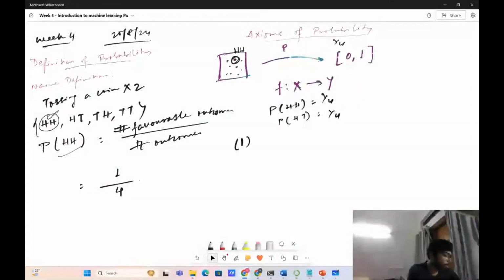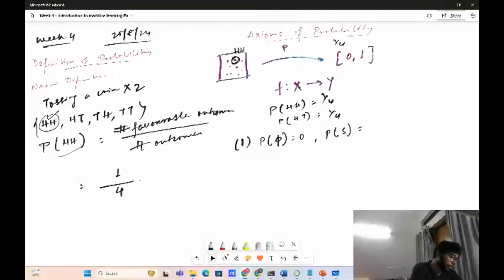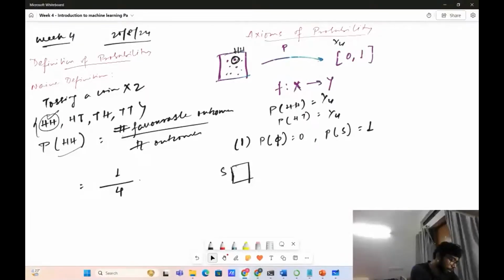First rule is that the probability of an empty set is equal to 0. Probability of the total sample space is equal to 1. That is the first rule, right? Now, again, what is the empty set? So this is your sample space. What is the probability that something in this whole sample space occurs? It is 1, right? Even if any particular event from the sample space occurs, that is included within the sample space. The sample space is represented by S. So probability of S is 1.